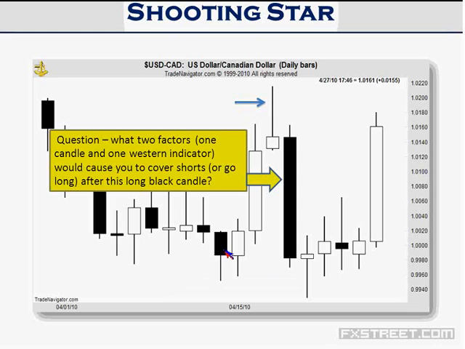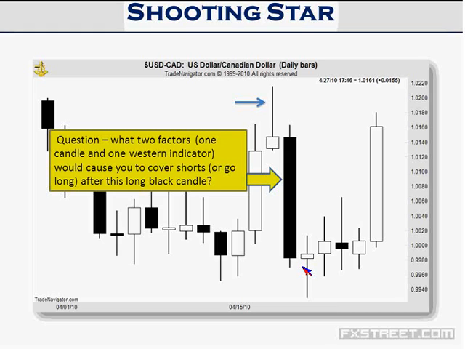So let's say you shorted on the shooting star. You have this long black real body. Now the question is, what two factors on this session here that I'm highlighting or circling with the pointer would cause you to cover shorts, or maybe if you're flat, to go long? One's a candle signal, and one's a Western signal. So type in your answer for that. And I'll give you a little bit of a hint. Remember what I said about using candles to show us the force of the move.